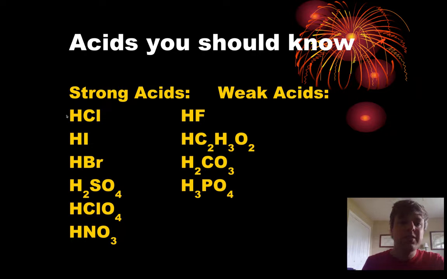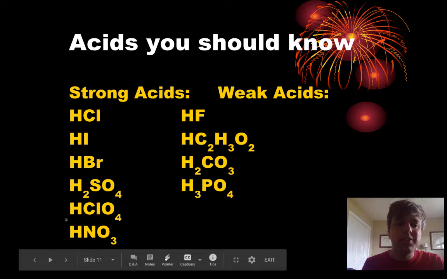So these acids, we have HCl, which is called hydrochloric acid, hydroiodic acid, hydrobromic acid. Then this is called sulfuric acid, perchloric acid, and nitric acid. And I'll post a list of these in Google Classroom for you as well.